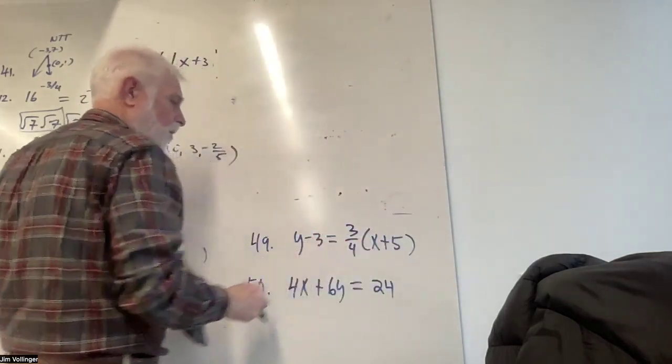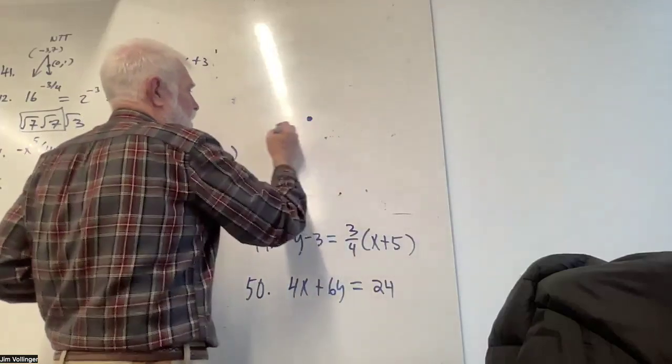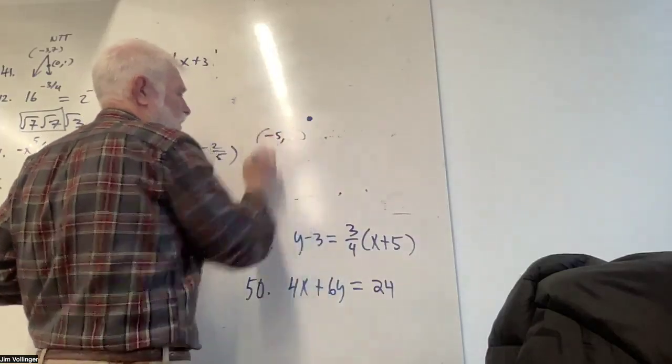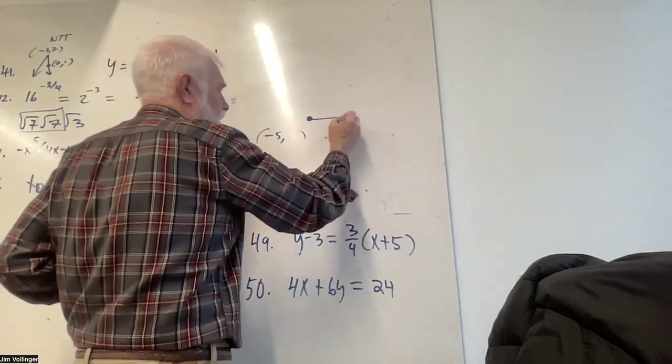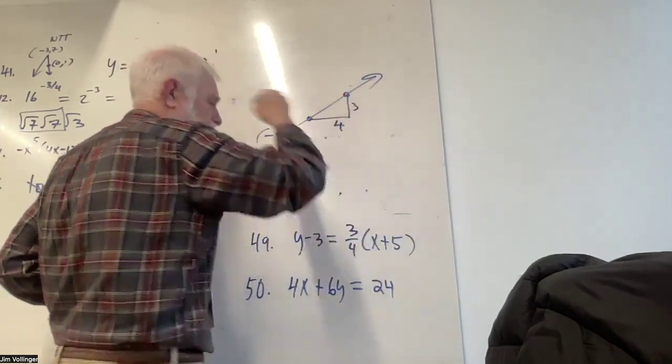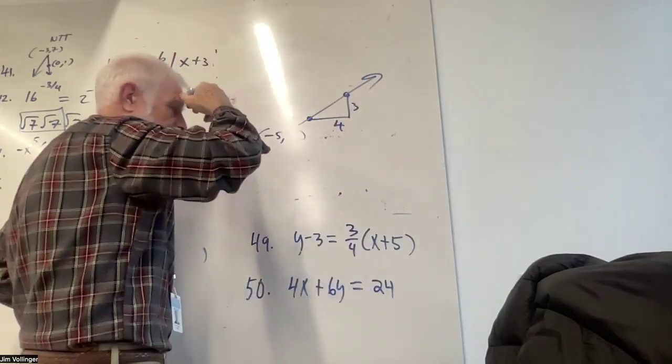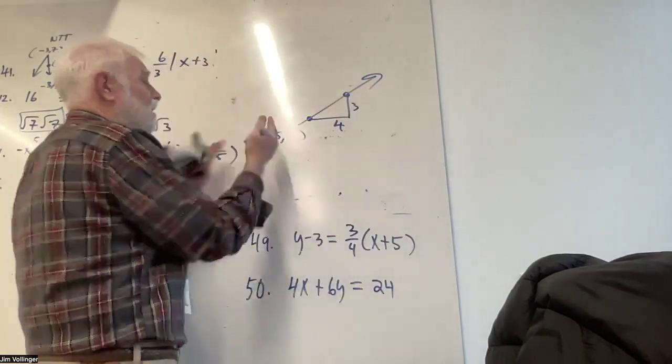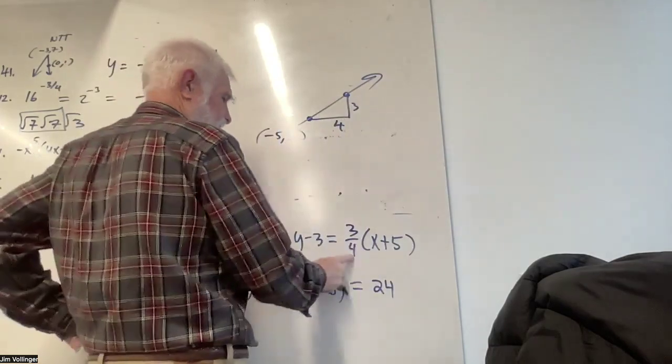This is point slope form, so negative 5, 3. Negative 5, 3 is the point. The slope is over 4 and up 3. Takes me to a new location. I might as well label it. Not that you have to. If you do this, I'll give you full credit because that's what it's called. Point slope. All right, change by 4.